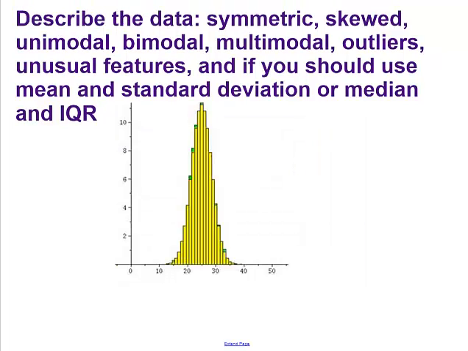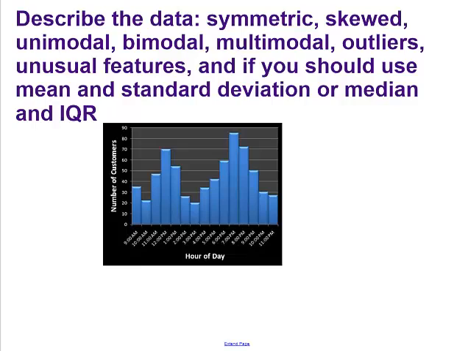Looking at the next graph, go ahead and pause it and try to answer the questions. Restart it when you're ready to check your answers. In this graph, it's pretty symmetric. It is unimodal. We don't have any really unusual features or outliers, and we could use the mean and the standard deviation. Try to describe this piece of data, and when you're ready to check your answers, restart the video.